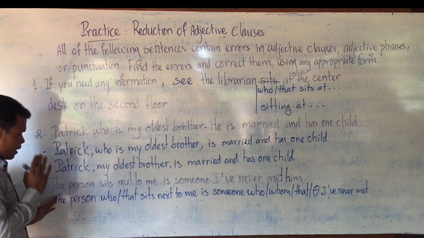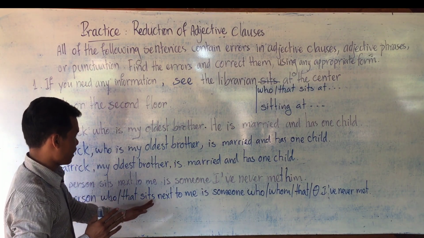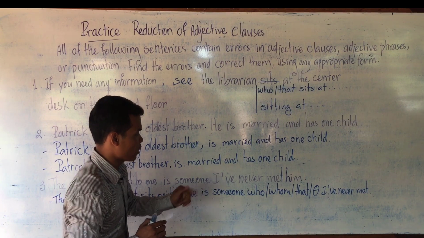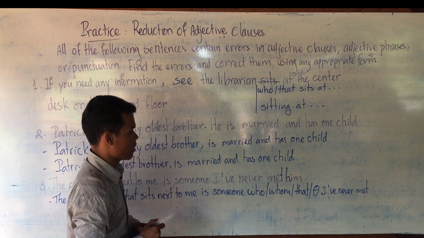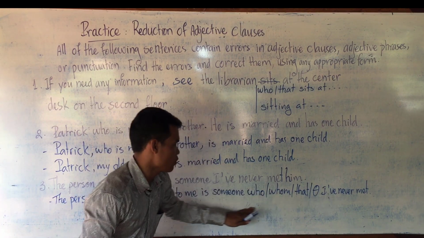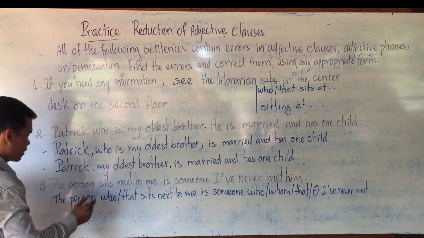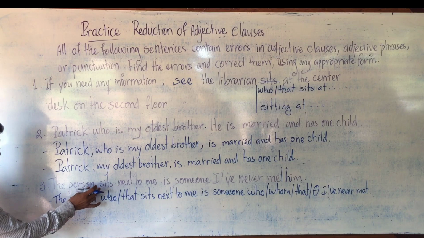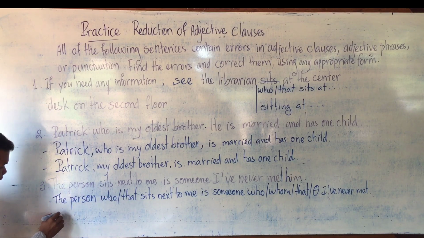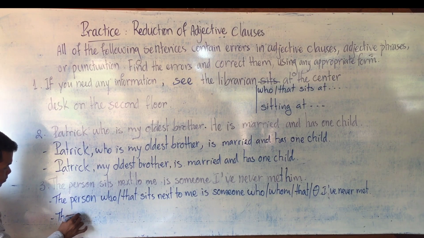First, you can write: the person who or that sits next to me is someone whom, that, or no need to use a relative pronoun, I've never met. One more way we can correct it like this: no need to use the relative pronoun who, that. Here we can write the person.